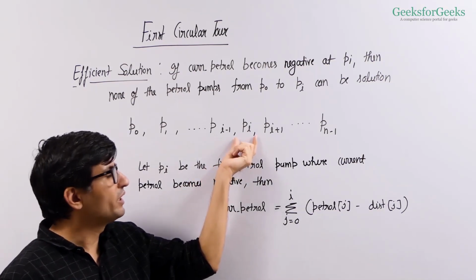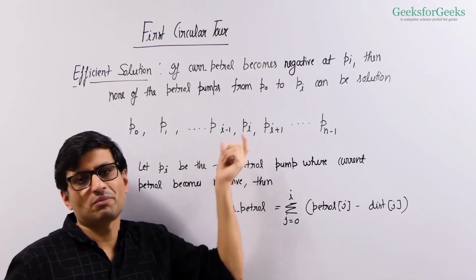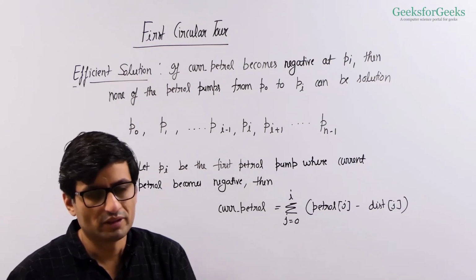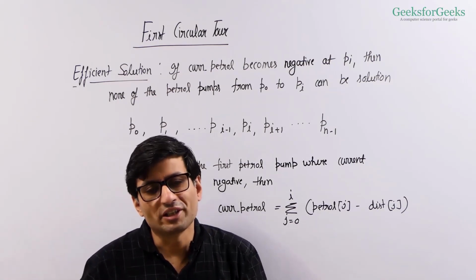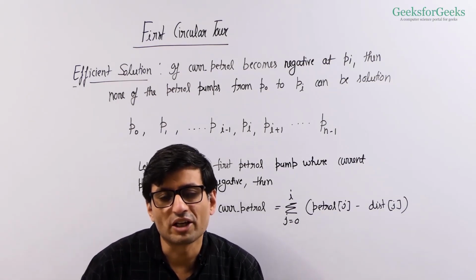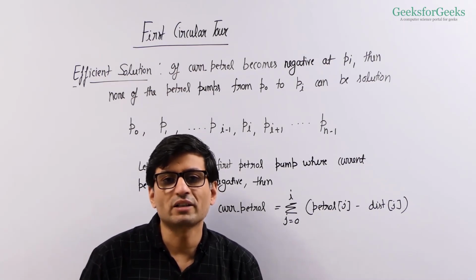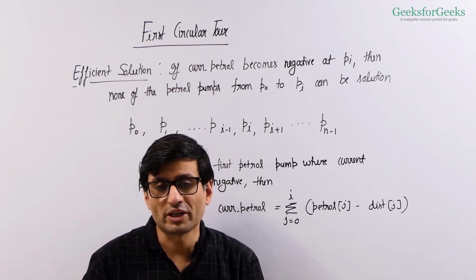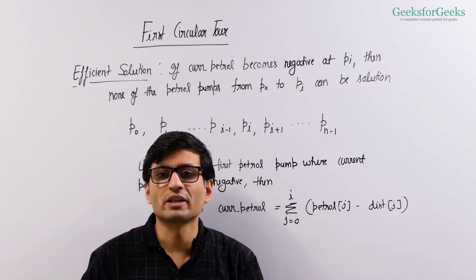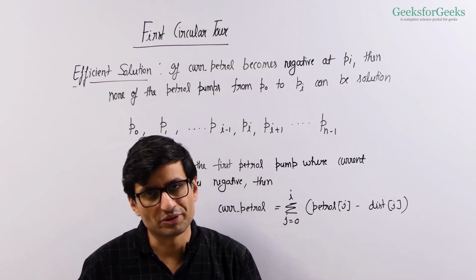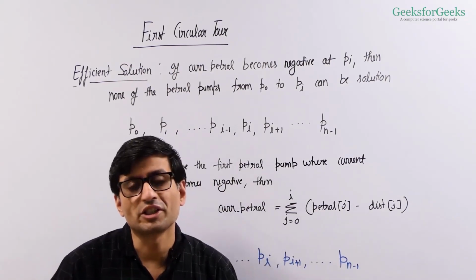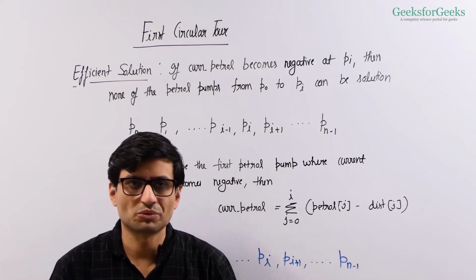And when we come to Pi, say Pi is a point when your current petrol becomes negative. What we are claiming here is, if current petrol becomes negative at Pi, then none of the petrol pumps from P0 to Pi can be a valid solution. Let us now understand the reason behind this claim or this observation.